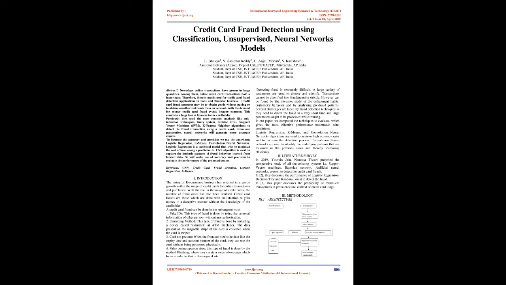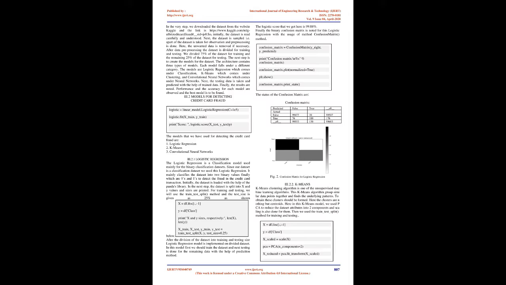Several challenges are faced by fraud detection techniques as they need to detect the fraud in a very short time and large parameters ought to be processed while training. In our paper, we compared the techniques to evaluate which gives the most effective performance under what conditions. Logistic regression, k-means, and convolution neural networks algorithms are used to achieve high accuracy rates and to increase the detection process. Convolution neural networks are used to identify the underlying patterns that are followed in the previous cases and thereby increasing efficiency.